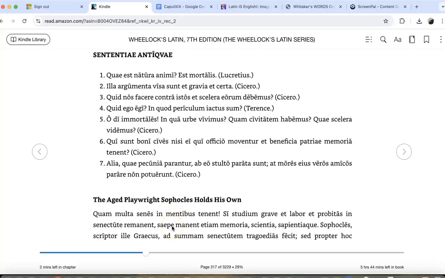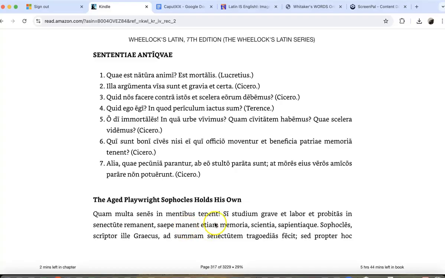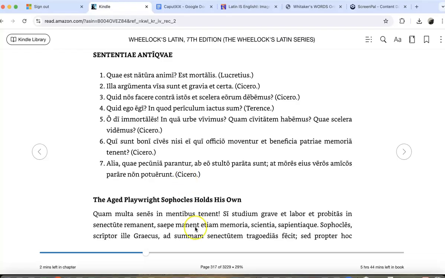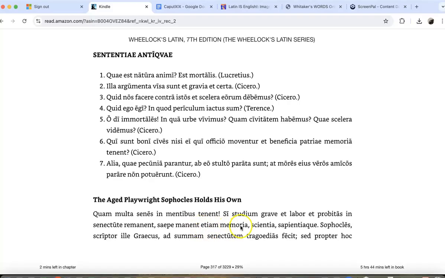Saepe means often. So often also memory, knowledge, and wisdom remain. So often also memory, not science, but knowledge and wisdom remain. So this is a meditation on the importance of wisdom for a republic. So often also, saepe etiam, memory, knowledge. Que means and, wisdom, remain. We get a third person plural form of the verb because here we have memory, science, and wisdom.